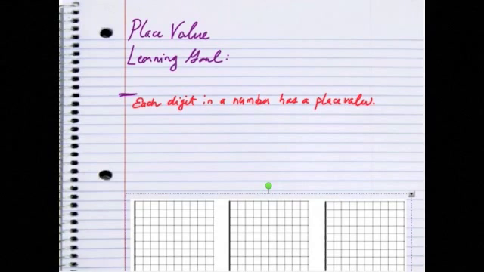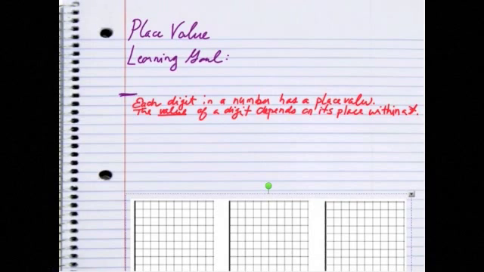And the value of a digit depends on its place or position in the number. So the value of a digit depends on its place within a number, right? So for example, let's take the number 32,476. Each digit in this number has a place value.